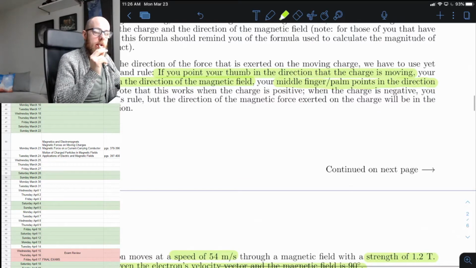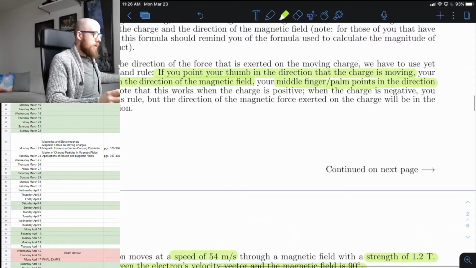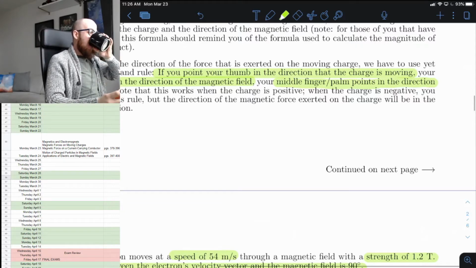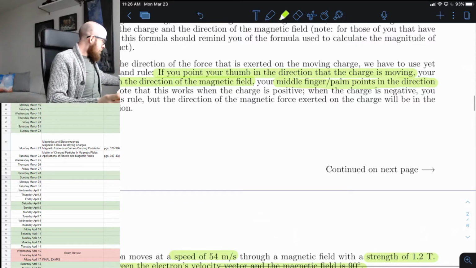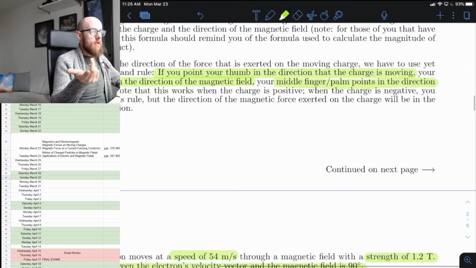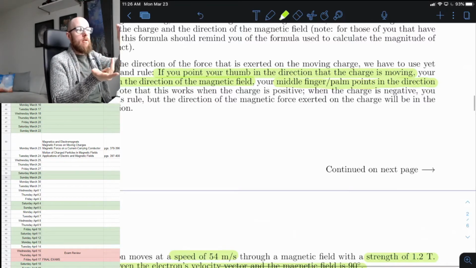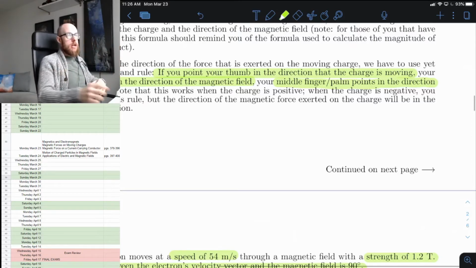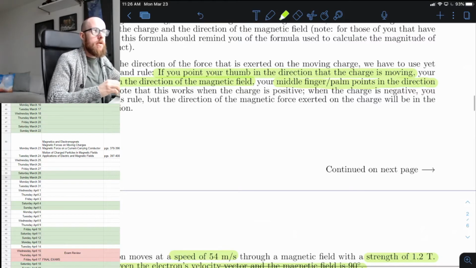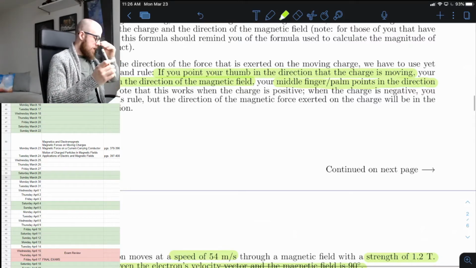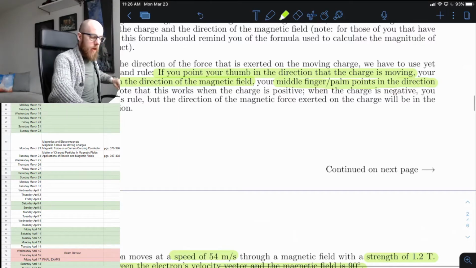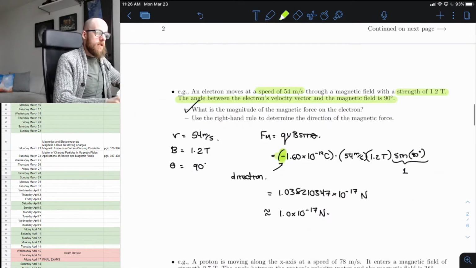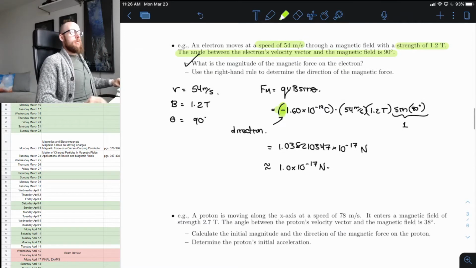Yeah, go ahead. Yeah, exactly. You use the right-hand rule the same way, except that when you get your final answer, if I say the force is up, because the charge is negative, the force is down. It just flips the direction entirely. Does that make sense? Okay, cool. Any other questions on that? We're doing pretty good.